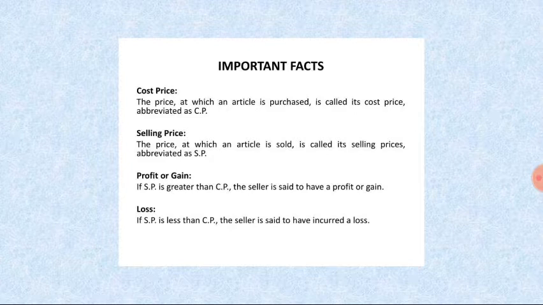The price at which an article is sold is called the selling price, abbreviated as SP. SP is the amount at which the shopkeeper sells his goods. Profit or gain: gain means profit. A profit is made when the selling price is more than the cost price. That means SP is greater than CP.